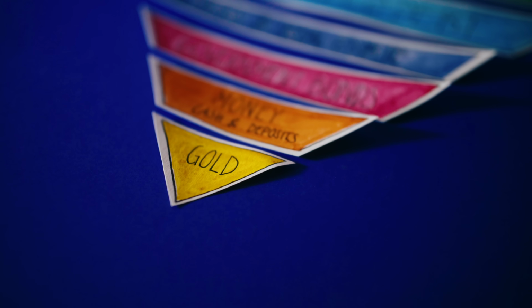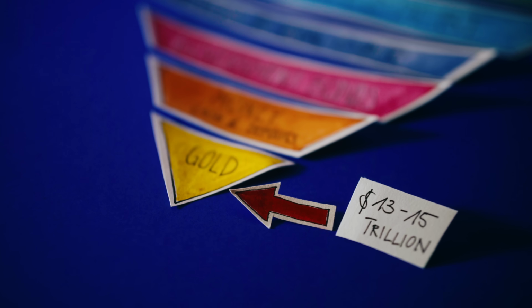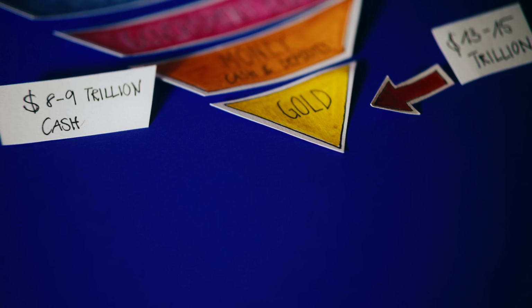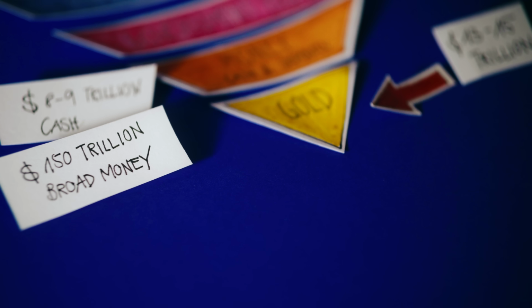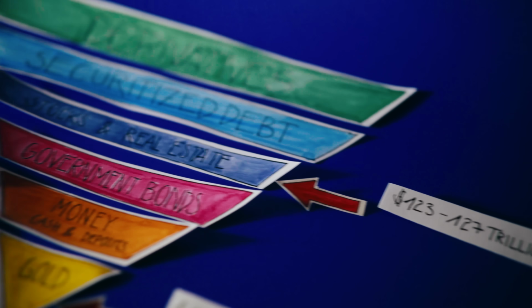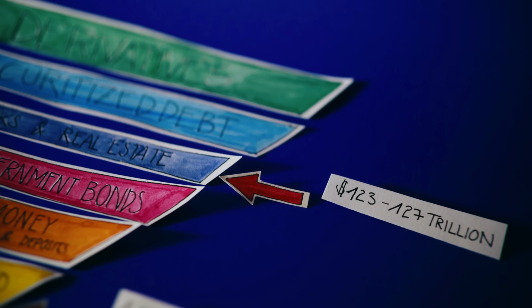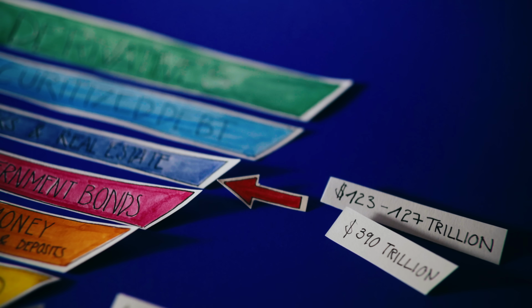And to get a grasp on just how extreme this top layer is, let's look at the scale of everything. To illustrate, all of the gold in the world combined is worth about 13 to 15 trillion US dollars. Cash is about 89 trillion in physical cash and over $150 trillion in broad money, which includes cash and bank deposits. The total value of all stocks globally fluctuates, but was estimated to be around 123 to 127 trillion in late 2025. And the total value of real estate in the world was approximately 390 trillion as of early 2025.